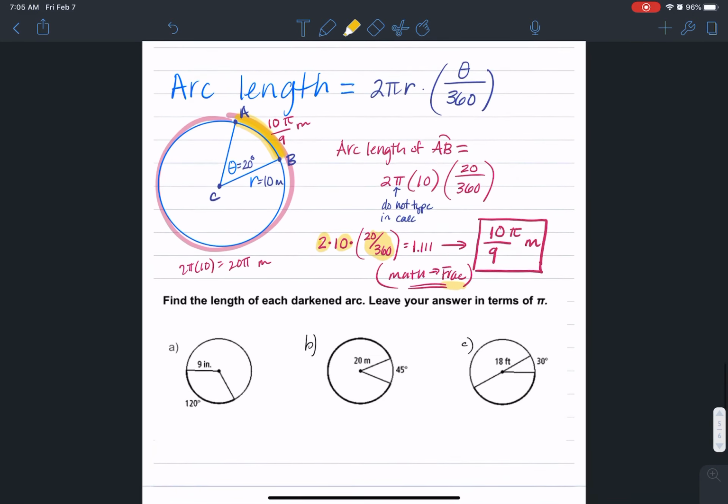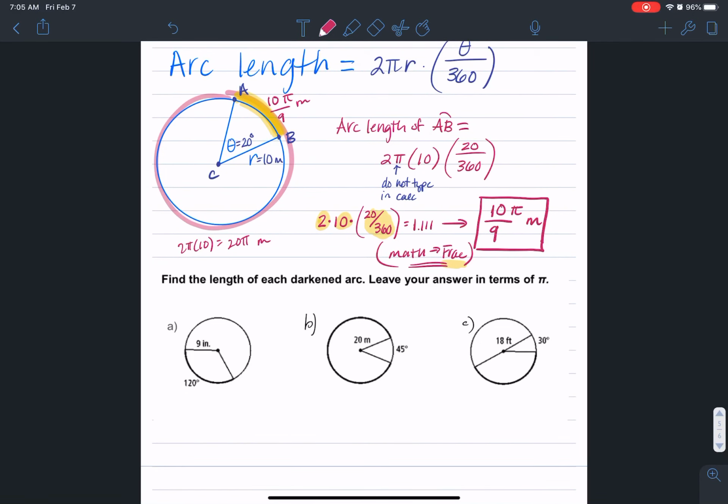So why don't you guys try this one here? Make sure you're leaving your answers in terms of pi, and then we'll do this together.